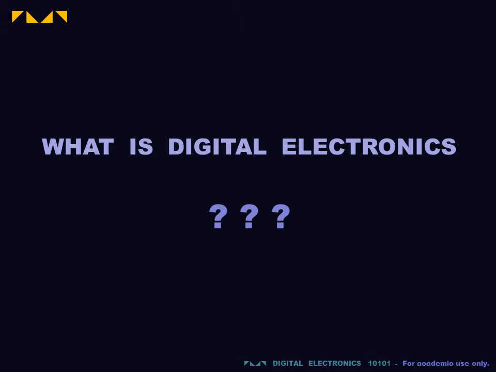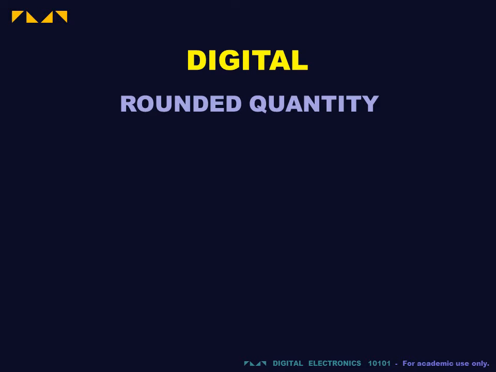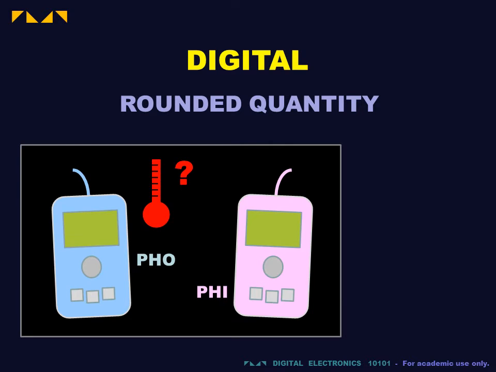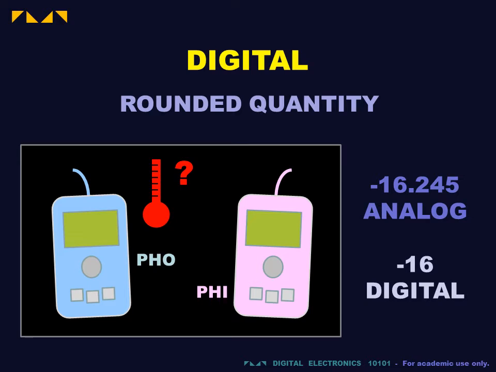Now that we are studying digital electronics, you may very well ask, what is digital electronics? Digital, as opposed to analog, refers essentially to a rounded quantity. For example, if I asked Phi what is the temperature right now, Phi might reply minus 16.245 degrees Celsius. This approaches an analog measurement. For most practical purposes, it is sufficient to say minus 16 degrees. This is a digital quantity.